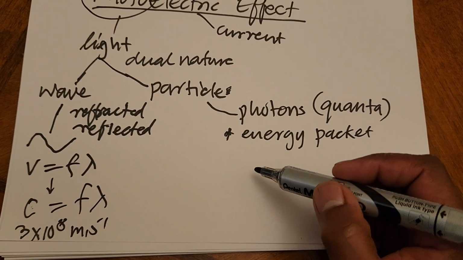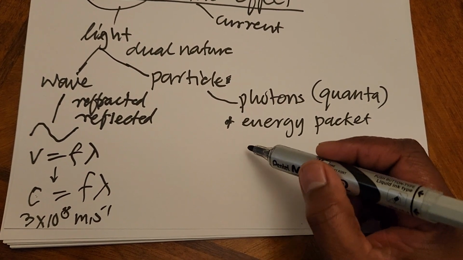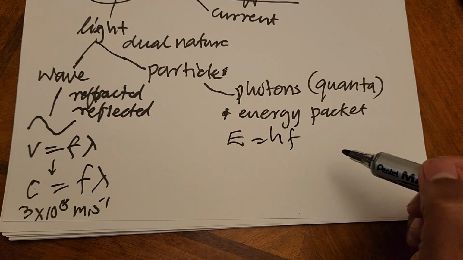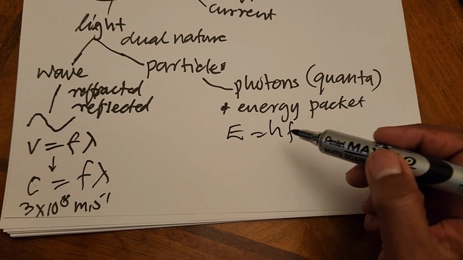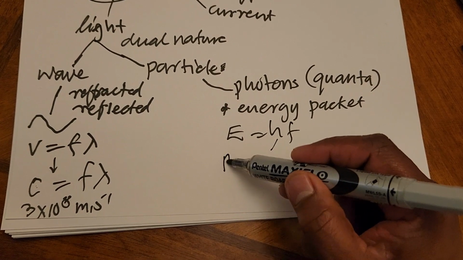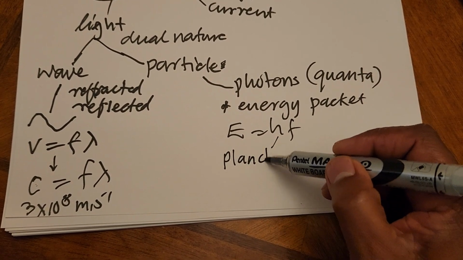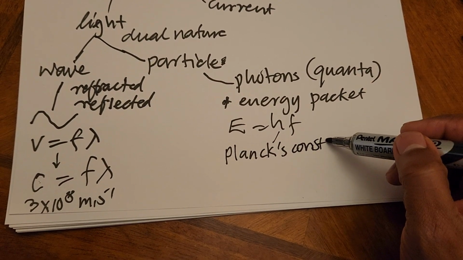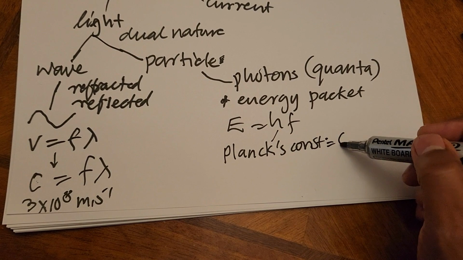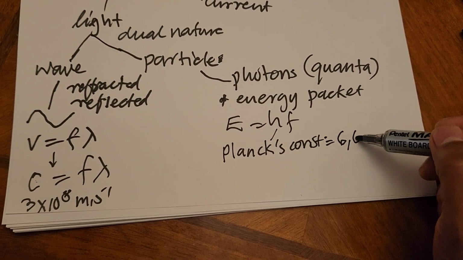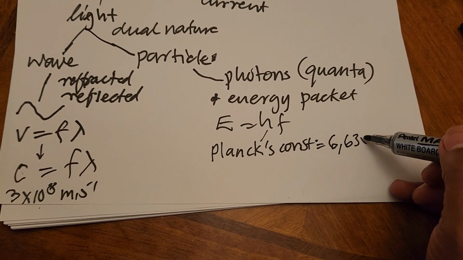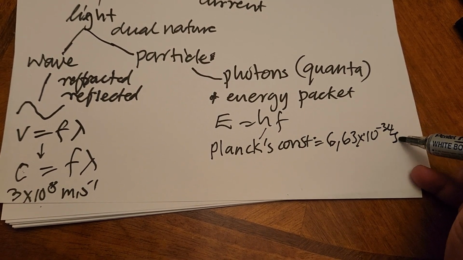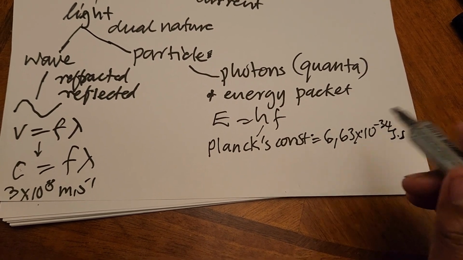The energy of a photon can be calculated using this formula, E equals hf, where h is Planck's constant. This Planck's constant has a value of 6.63 by 10 to exponent negative 34 joule second. That is Planck's constant.